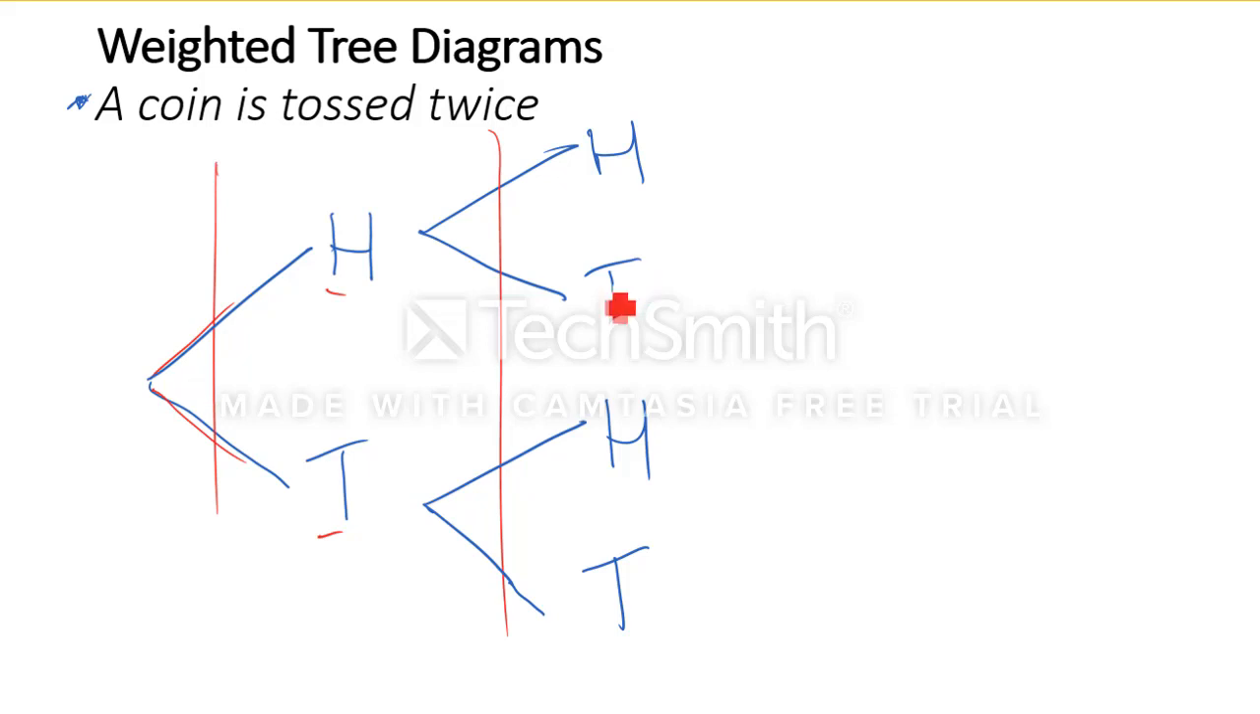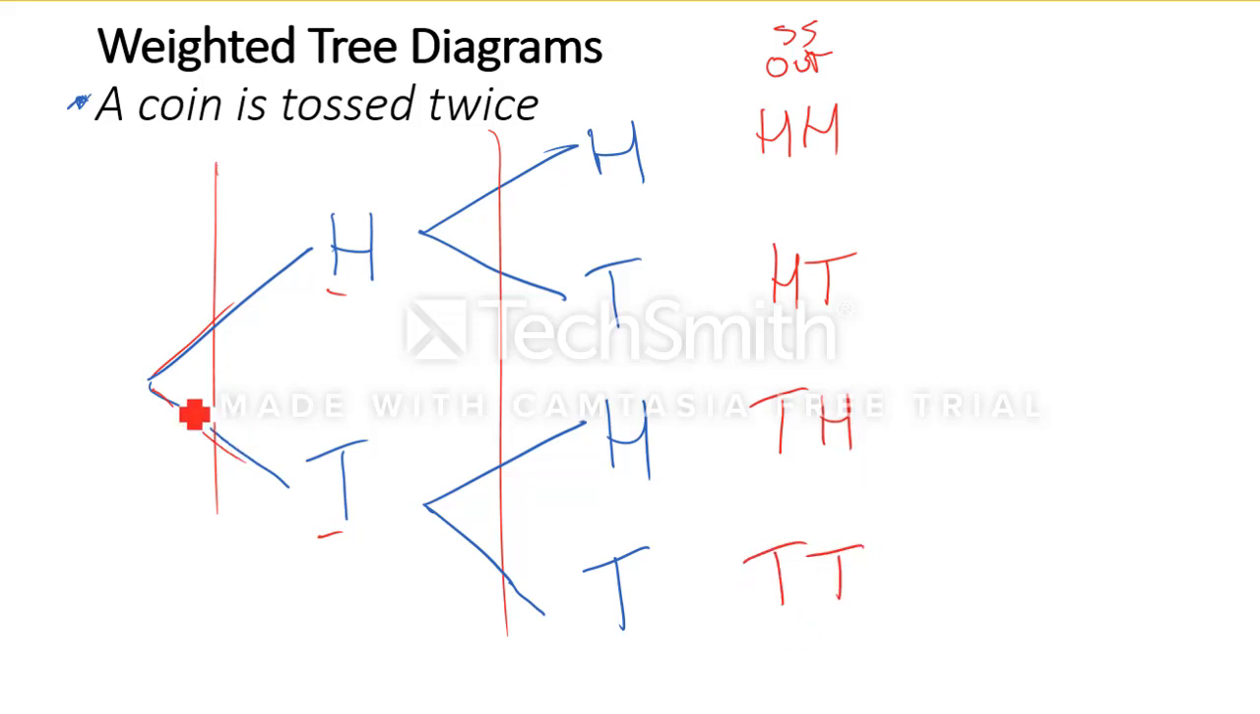The next part when we're doing a tree diagram is to list the outcomes or the sample space. In this case, it is a head then a head. The second one, it's a head then a tail. Third one's a tail then a head. And the last one is a tail then a tail. And all we've done there is we've followed the diagram to get to where we are.